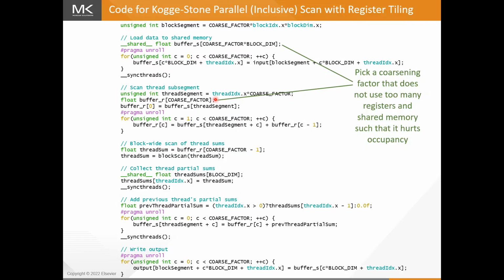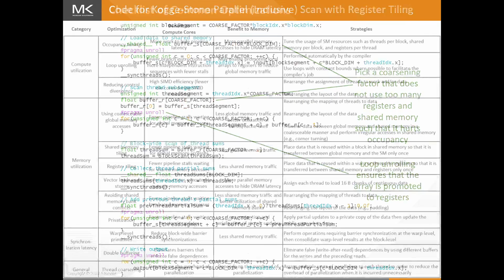My occupancy. Okay, so over here, the loop unrolling makes sure that this thread is placed in registers, so we know that. So I just have to make sure that we don't allocate too much so that we hurt our occupancy. Is this clear? Any questions? Okay, so let's go back to our checklist.